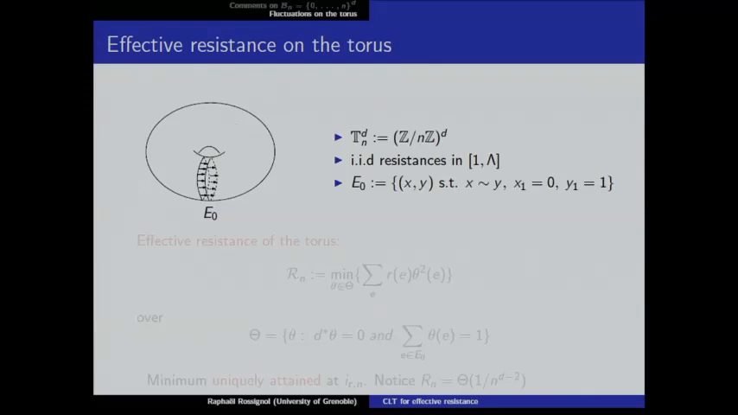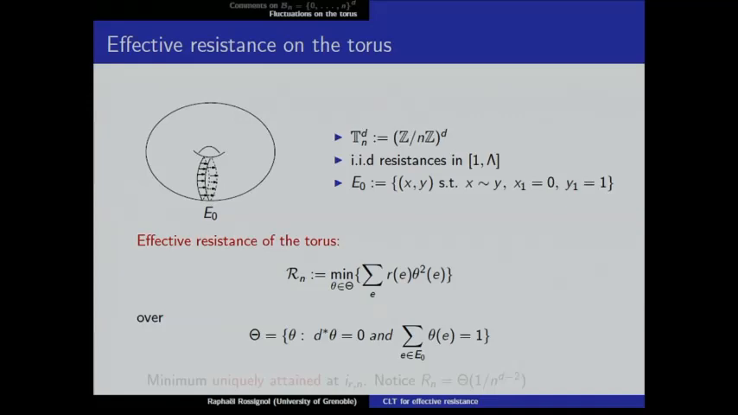So we take the torus with IID resistances, and we take a cut, E0, and a vertical cut here, and we define the effective resistance of the torus as the minimum energy of a flow, over all sourceless flows. I mean, d star theta equals 0 everywhere. But we impose on the flow a net flow through E0, which is 1.